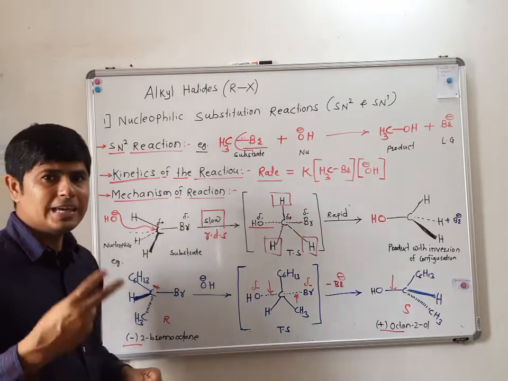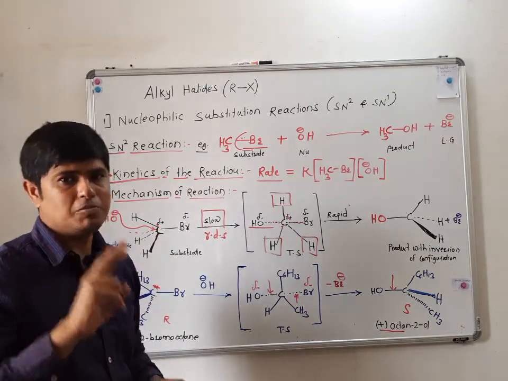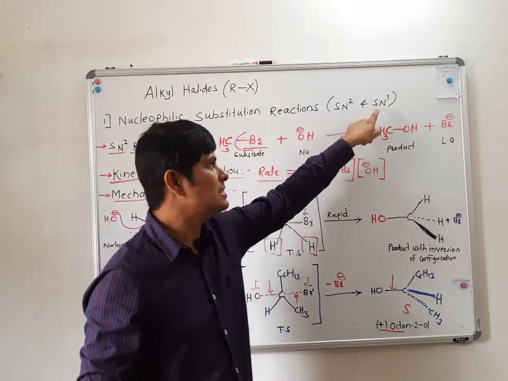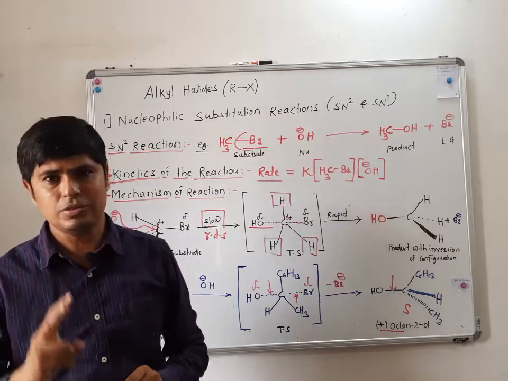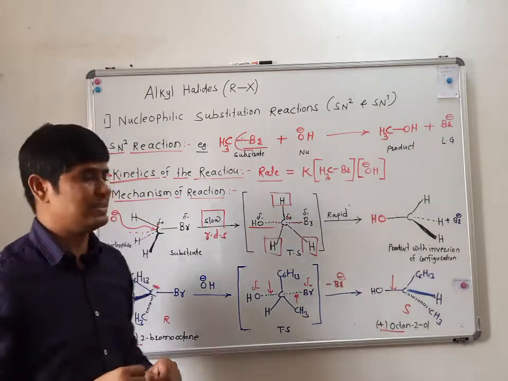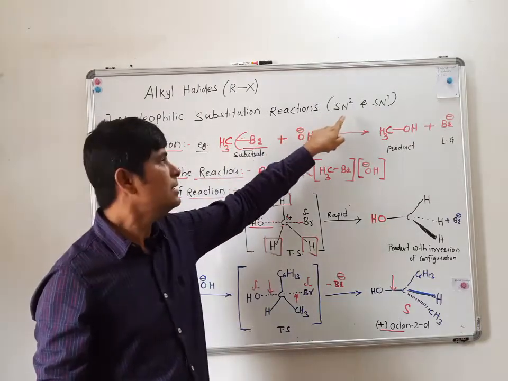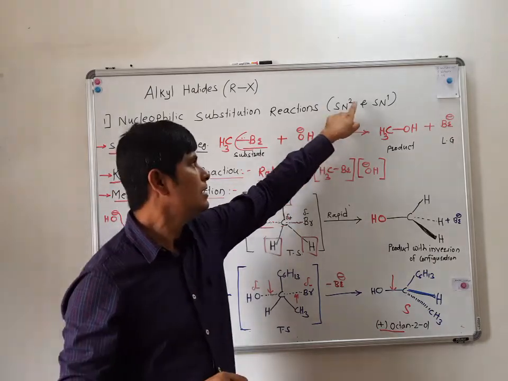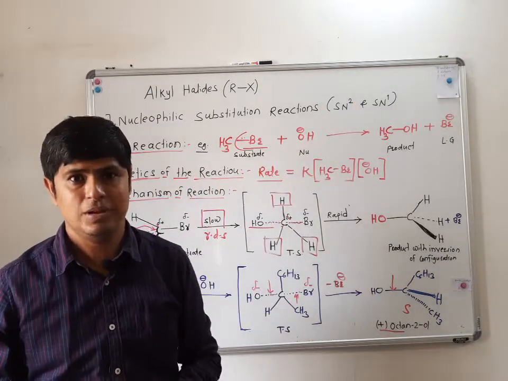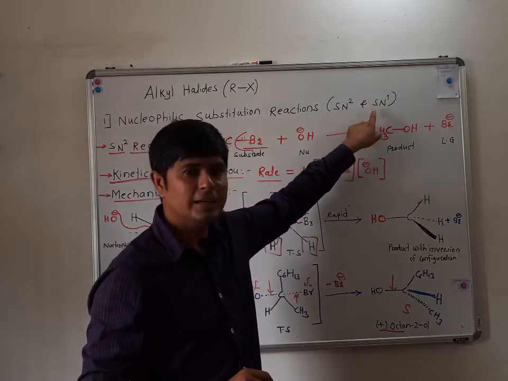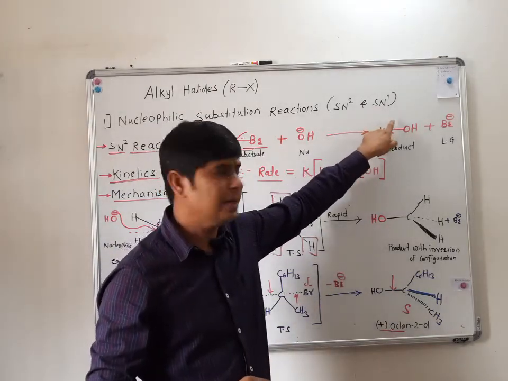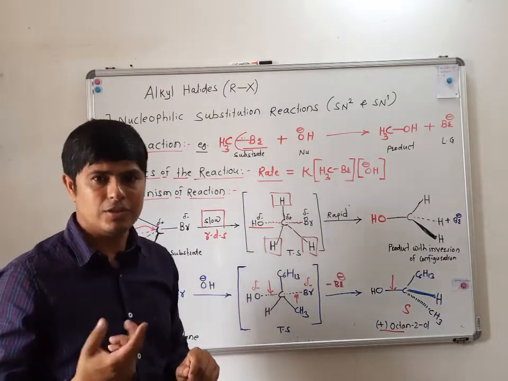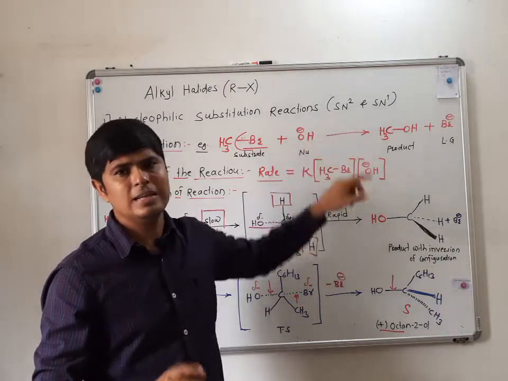See, in the case of aliphatic systems there are two types of substitution reaction that are very general. One is the SN2 reaction and the second one is the SN1 reaction. These two types of reaction are very famous in aliphatic systems. Now what is SN2? S stands for substitution, N stands for nucleophilic, 2 stands for bimolecular. What is SN1? S stands for substitution, N for nucleophilic, 1 for unimolecular. So the difference is that one reaction is unimolecular, first order, and the second reaction is bimolecular, second order.